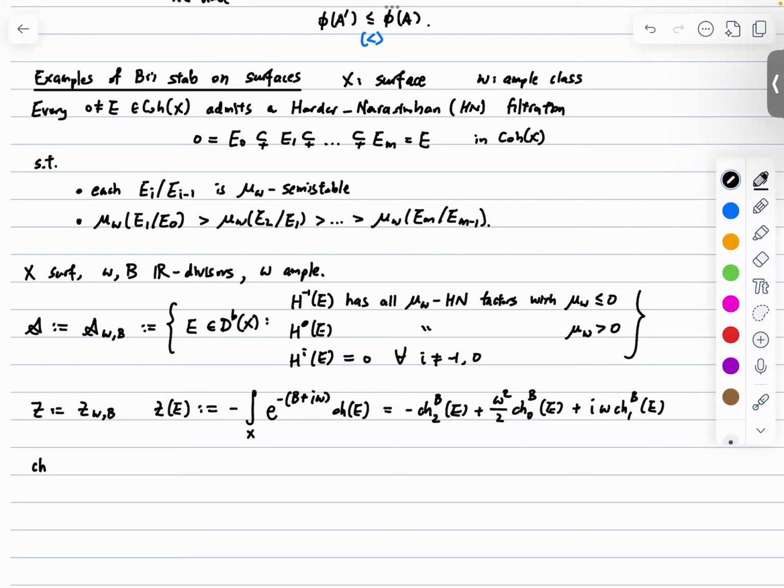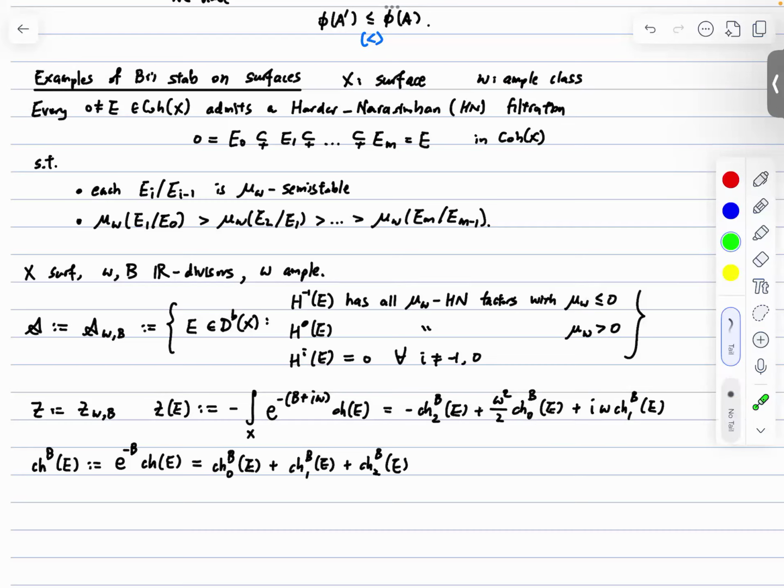So the twisted Chern character ch^B of E is just e to the minus B times the Chern character of E itself. And if we write this out according to the different degrees in the Chow ring, we will call the degree 0 part ch_0^B of E, and the degree 1 part is called ch_1^B of E, and so on.